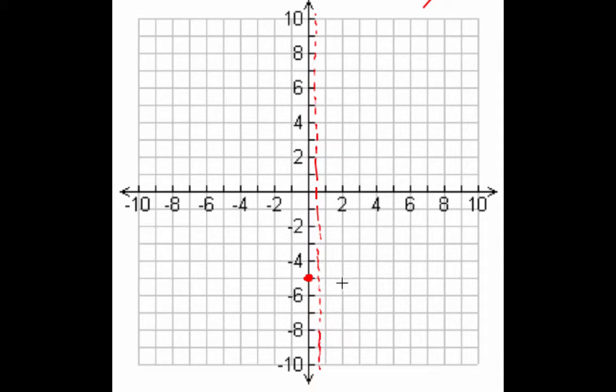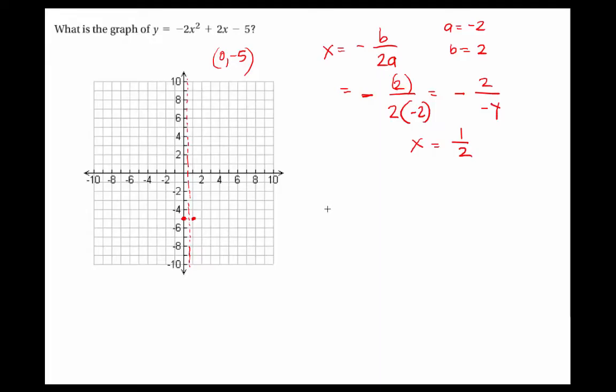So right away I know another point on my graph, don't I? The y-intercept is 1/2 of a unit to the left of the axis of symmetry, so I'm also going to have a point here. Now I need to know the value of this function at the vertex, so I need to know f of 1/2. Remember, y and f of x can be used interchangeably. So I'm going to have negative 2 times the quantity 1/2 squared, plus 2 times 1/2, minus 5.